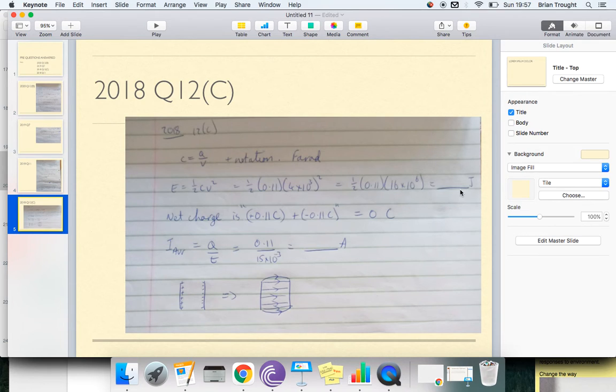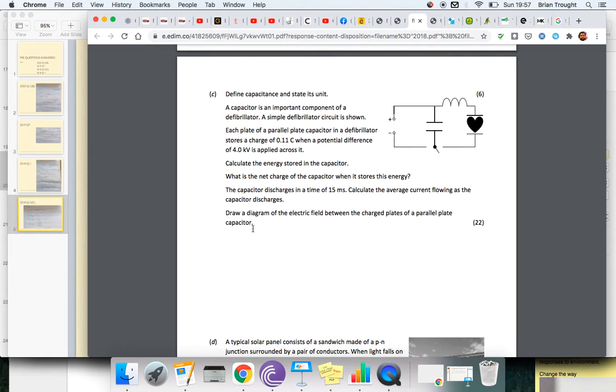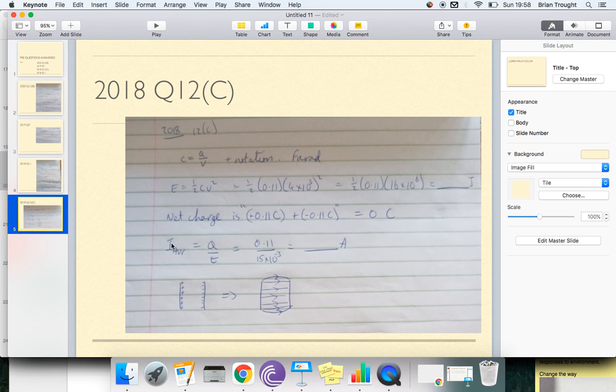The next one is what's the net charge on the capacitor. If there's a positive plate and a negative plate and they have the same charge but of opposite signs, the net charge is 0. And then the second last part, the capacitor discharges in 15 milliseconds. Calculate the average current flowing as the capacitor discharges. Well, that's the charge, that's the time, current is discharge divided by time. You can work that out. And there's the electric field around the parallel plates.